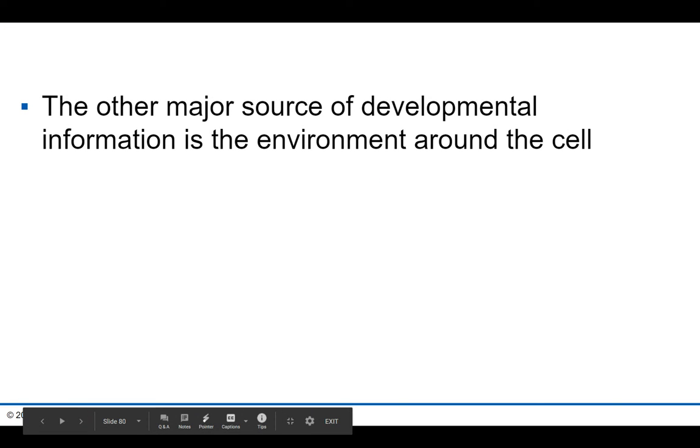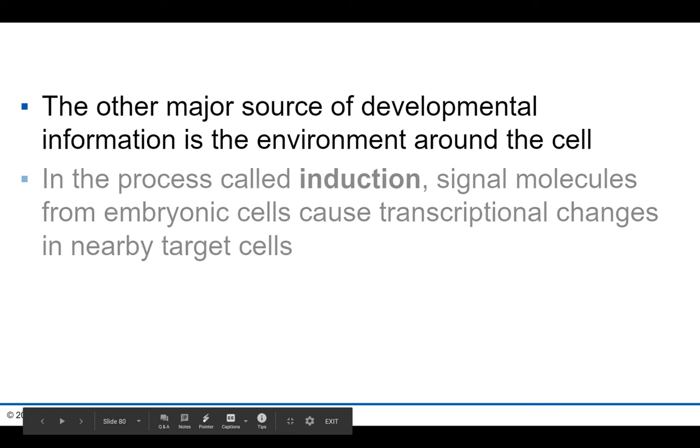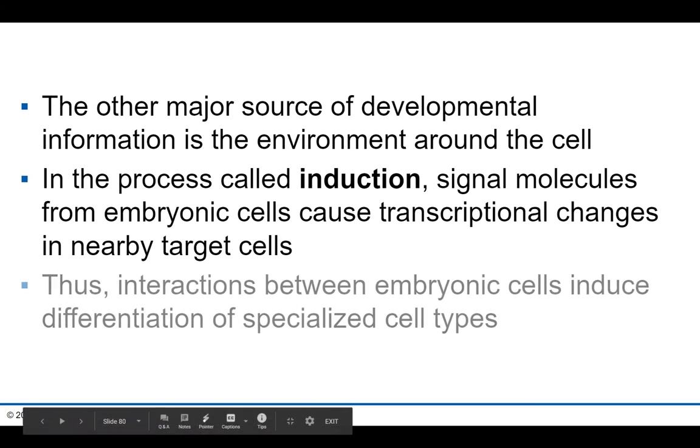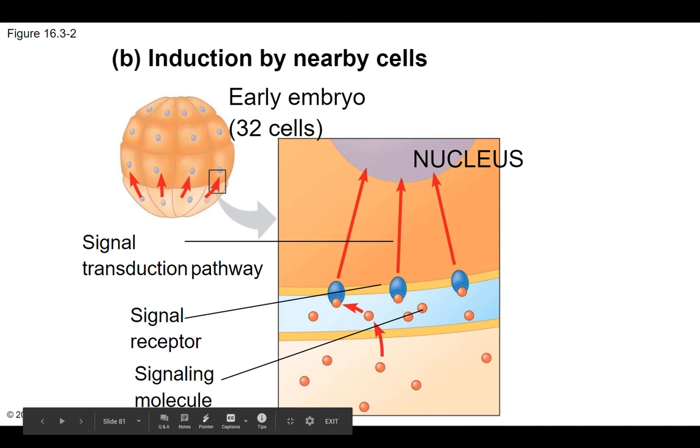The other place that signals can come from is from the environment around the cell. Cells nearby will send signals to each other, and that's a process called induction. Those signals will change how the DNA is read in some of the other cells within that morula. And again, there's a picture here that maybe makes a little more sense.